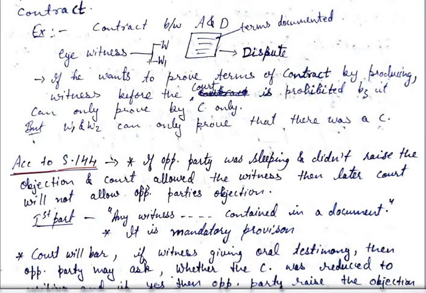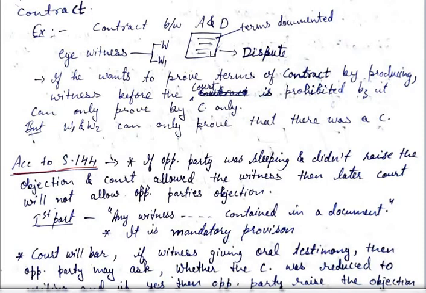eyewitnesses of the contract. Now suppose tomorrow there is a dispute between A and D and A wants to prove the contract. Then if he seeks to prove the contract by documentary evidence, that will be allowed. But if he seeks to prove the contract by the witnesses W and W1, then this will not be allowed for proving the terms of that contract, what is written in it.